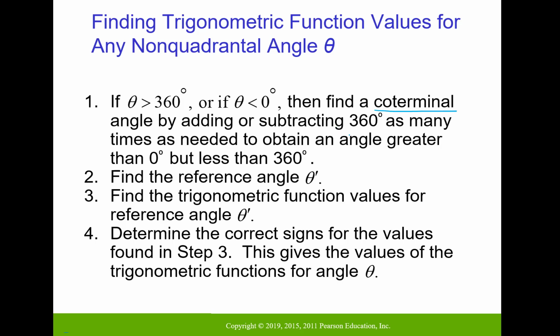by subtracting multiples of 360 until you get to an angle between 0 and 360. Then after you're within that 0 to 360 range, you can find your reference angle, and then you can find your trig function values using the reference angle. You just have to keep in mind the positives and negatives on your trig function values, because if you're using a reference angle, you have to consider whether your x and y values should be positive or negative based on the quadrant your angle actually terminates in.